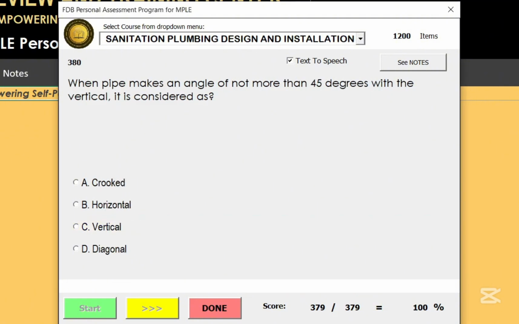When pipe makes an angle of not more than 45 degrees with the vertical, it is considered as A. Crooked. B. Horizontal. C. Vertical. D. Diagonal. Please pick your choice.